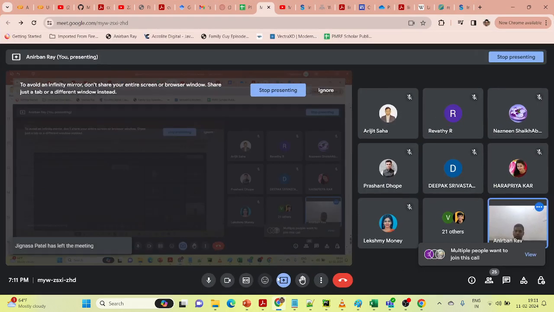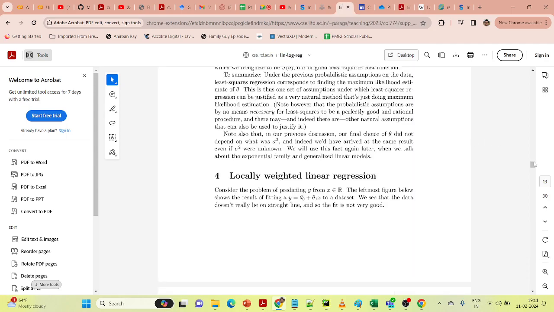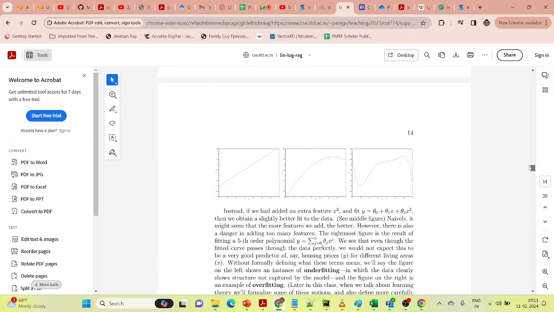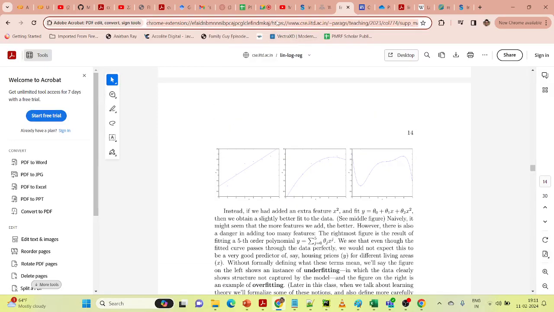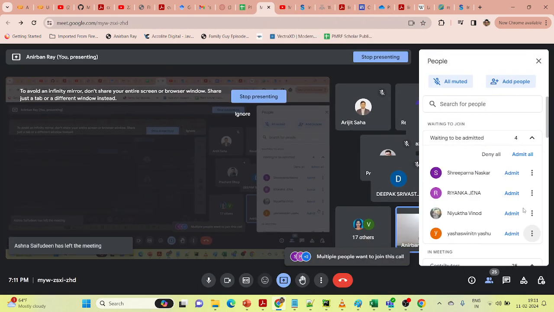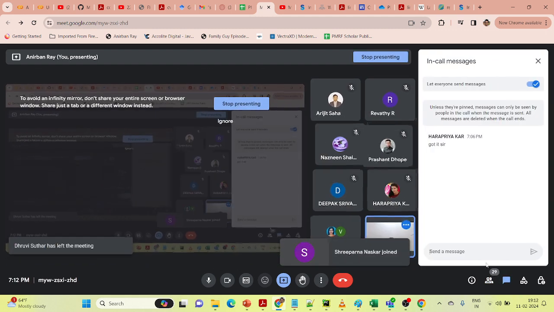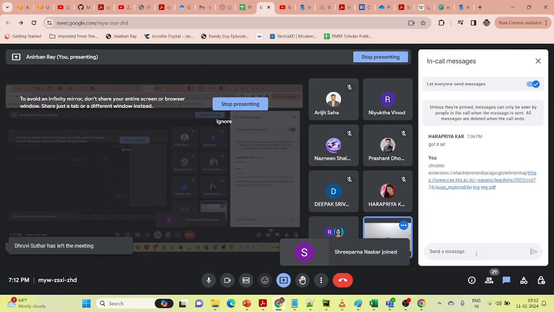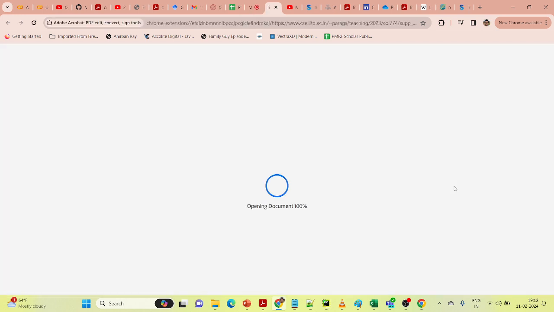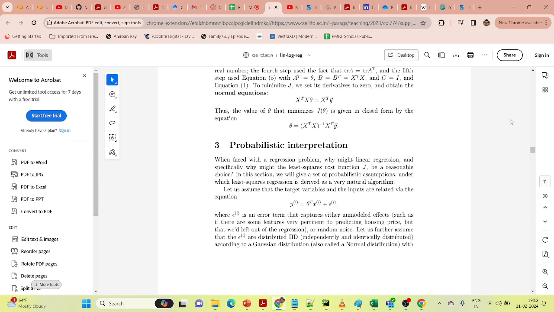After that, one more thing actually. This is Andrew Ng, machine learning expert. His notes, let me share. Does it work? It does work. So this is Andrew Ng's notes here. So you can see this derivation.